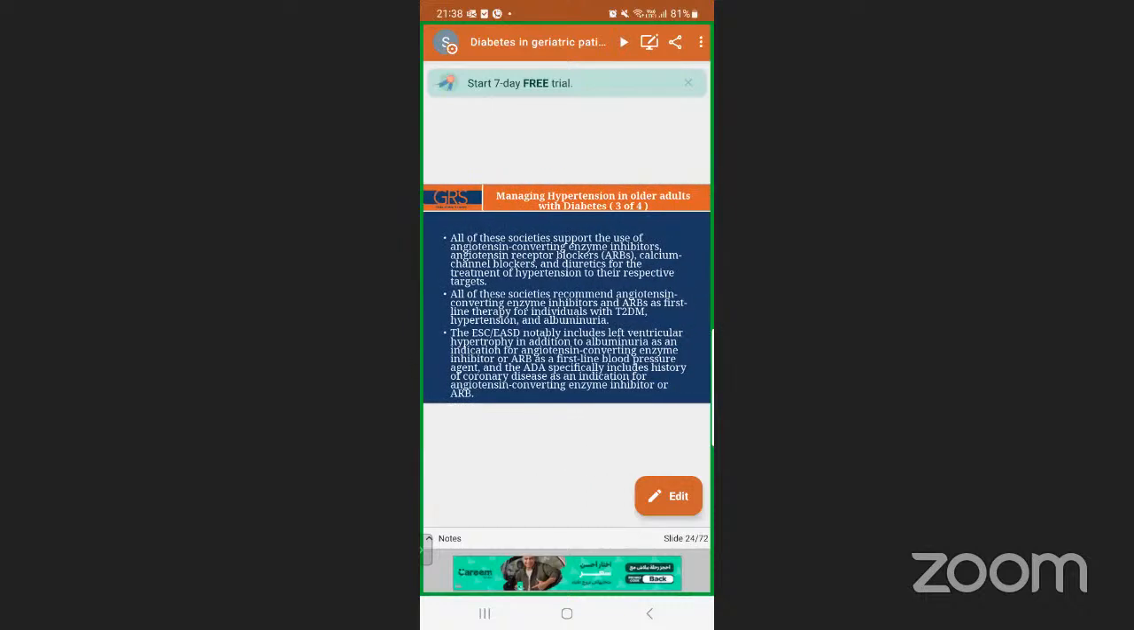All of these societies support the use of angiotensin-converting enzyme inhibitors, angiotensin receptor blockers, calcium channel blockers, and diuretics for management of hypertension. All of these societies also recommended angiotensin-converting enzyme inhibitors and angiotensin receptor blockers as first-line therapy for individuals with type 2 diabetes, hypertension, and albuminuria.